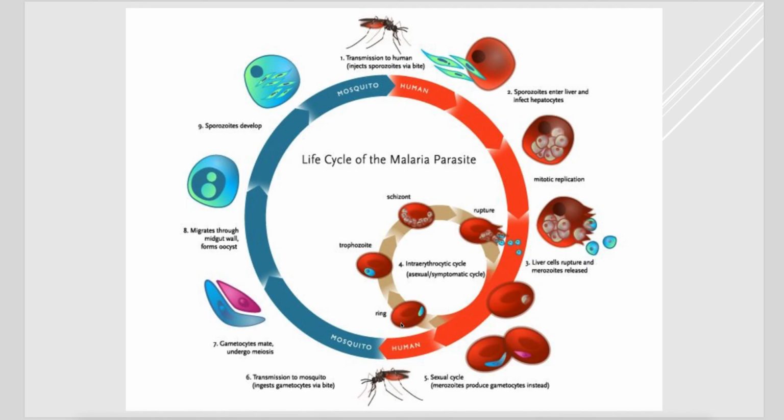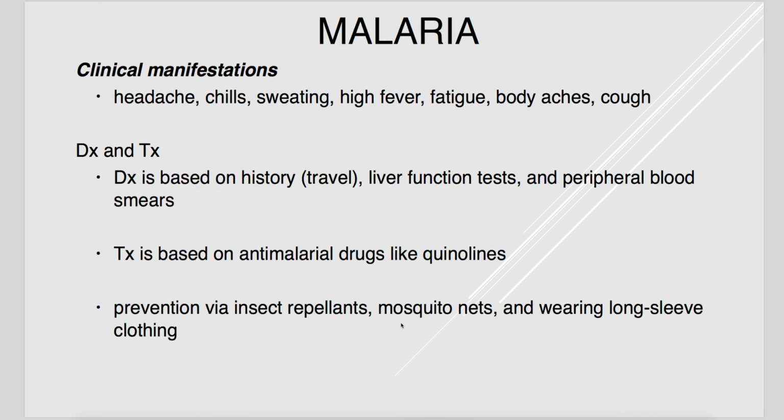They'll spend time inside red blood cells. They'll spend time in the liver. It's very complex. But the clinical manifestation is very flu-like. So things like fever. Fever is actually typically pretty high, but also headache, chills, body aches, cough, all of that stuff. Diagnosis. History is really important here. So if you have these clinical manifestations and you recently traveled to an area where malaria is endemic, like portions of Africa, that's an important finding.